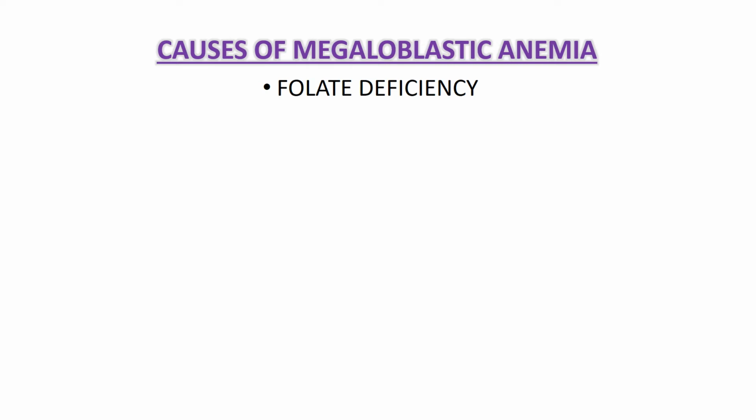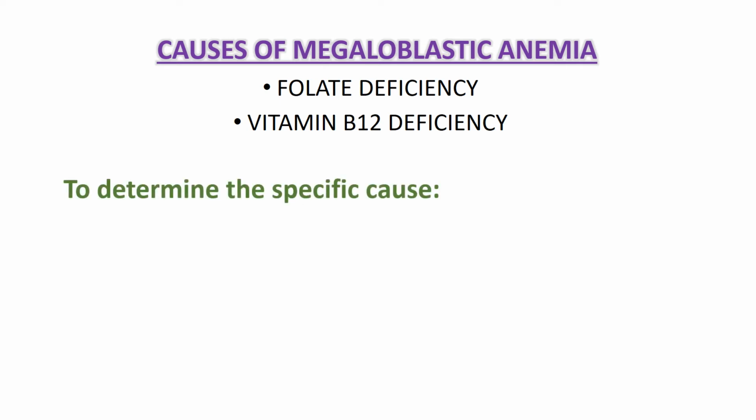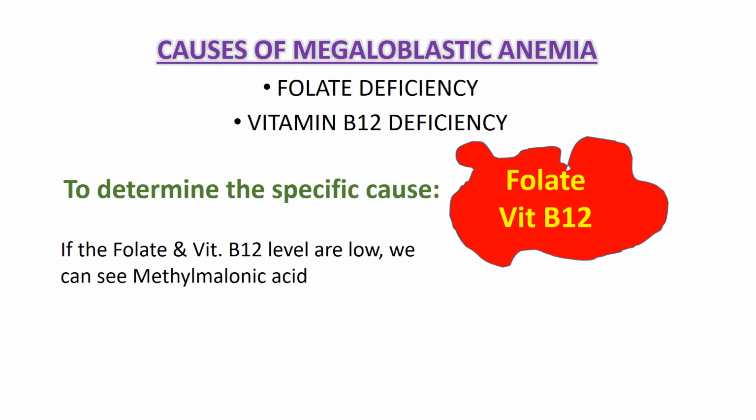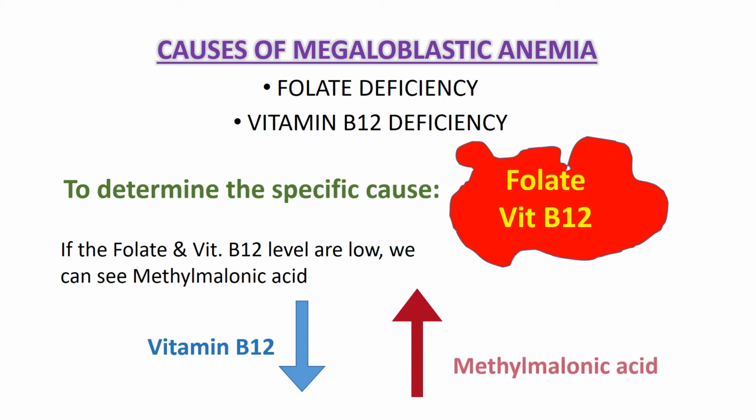There are two major causes of megaloblastic anemia, one being folate deficiency, the other being vitamin B12 deficiency. Now, we can check what is deficient, and if both folate and vitamin B12 are low or in the lower bottom of the average, then to determine the specific cause, we can check for methylmalonic acid. If the methylmalonic acid level is increased, then we conclude that there is a problem with vitamin B12 deficiency. But if the methylmalonic acid level is normal, then the problem lies with folate deficiency.